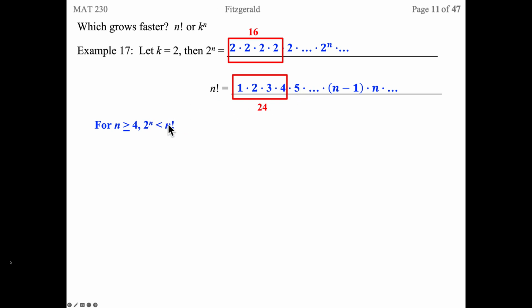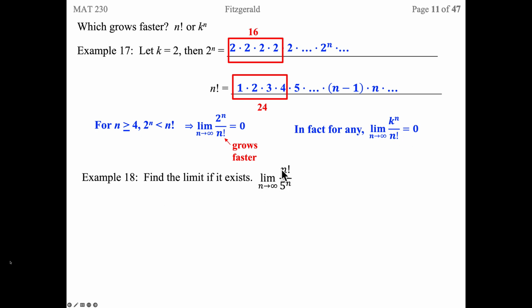So factorials grow faster. If I was doing a limit where n approaches infinity and I have 2 to the n power over n factorial, because I just showed that this grows faster, our limit's going to be 0. So again, k can be any base. It doesn't matter. You will still have a limit of 0.